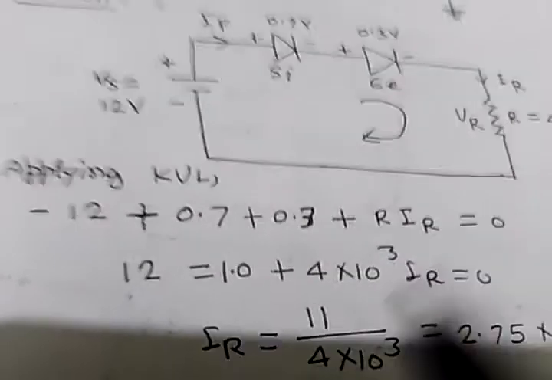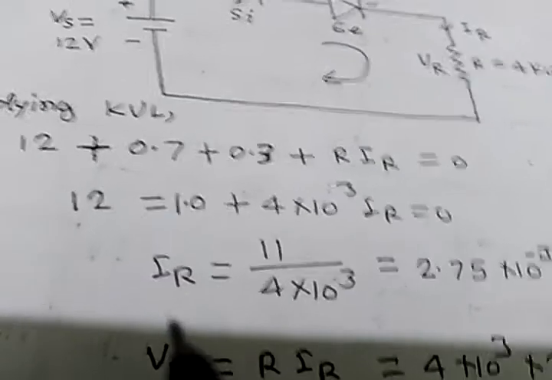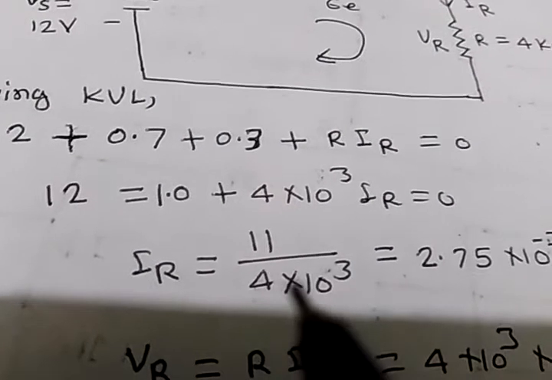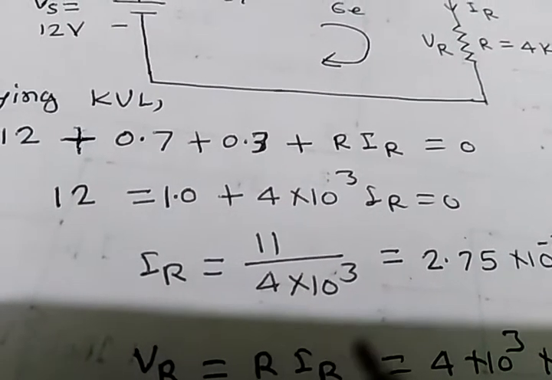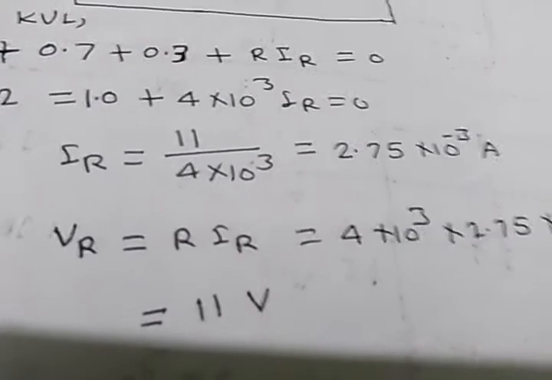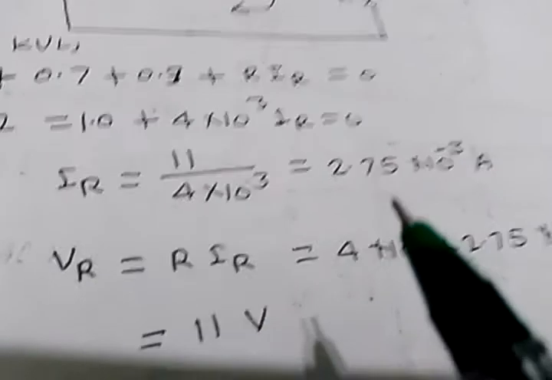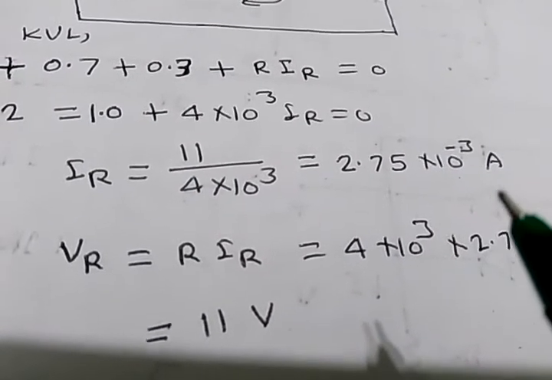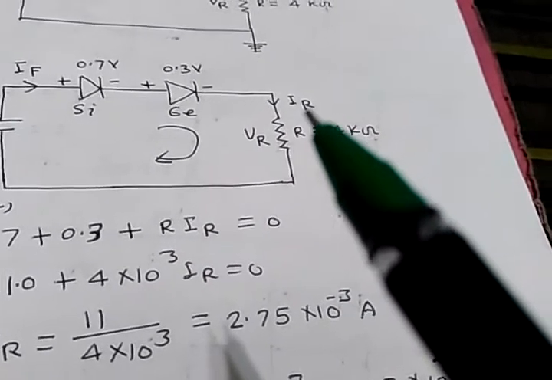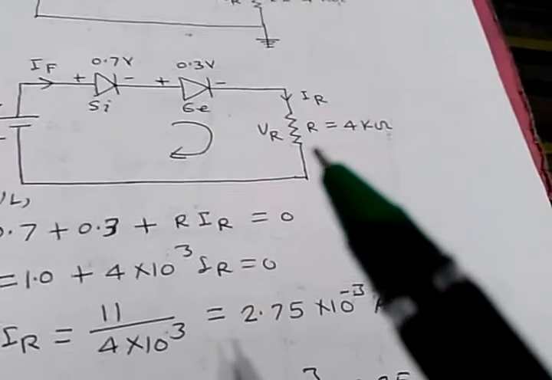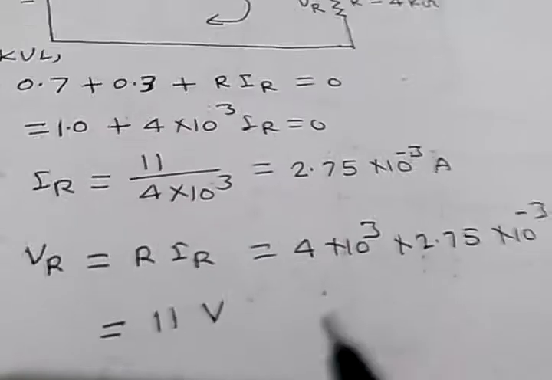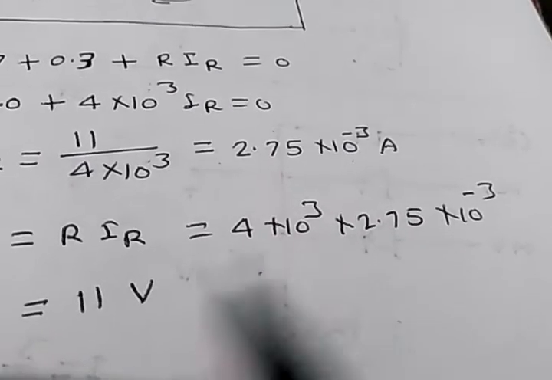Now simplify this equation. On simplifying, we will get IR equals 11 upon 4 into 10 to the power 3. In this way, the current IR equals 2.75 into 10 to the power minus 3 ampere, and the voltage across resistance R is equal to the current IR multiplied by the resistance value R equals 4 kilo ohm. So VR equals R into IR. Put the values of resistance R and IR.